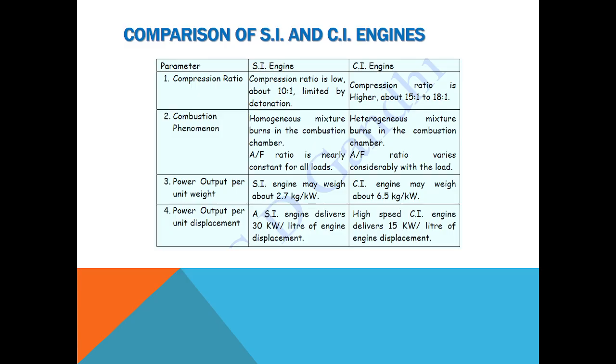Now, lastly, we have gone through all the main points like compression ratio, the combustion phenomena, and the power output per unit displacement. For the power output per unit displacement, the SI engine delivers almost 30 kilowatt per liter, whereas CI engine delivers 50 kilowatt per liter.